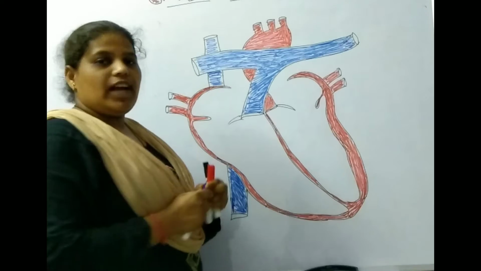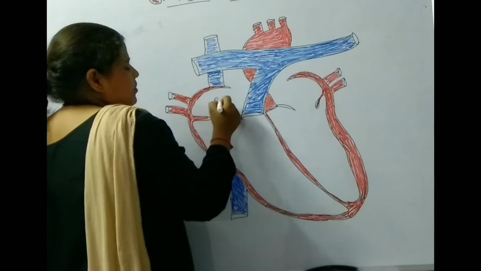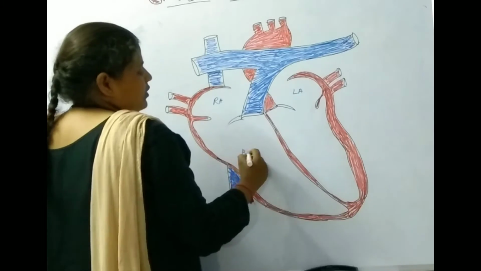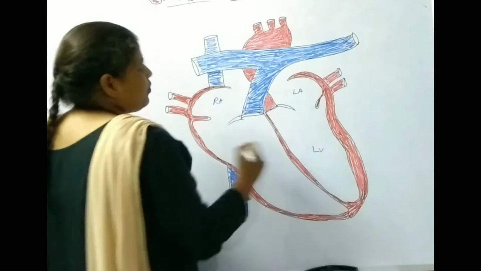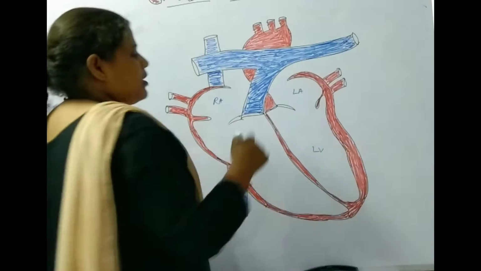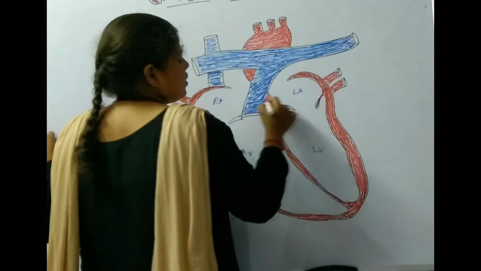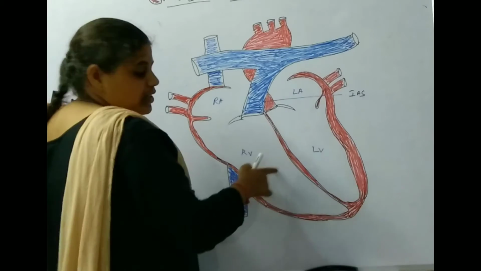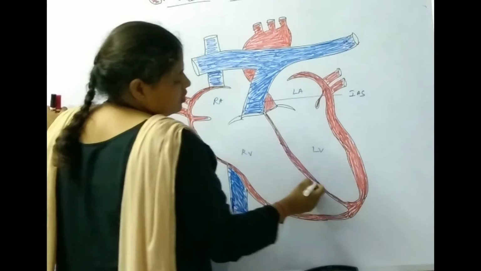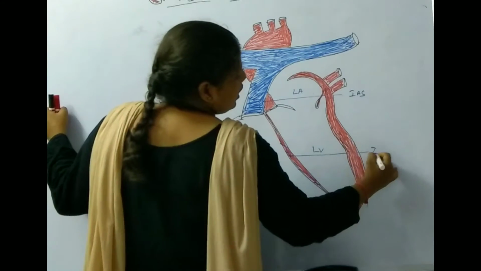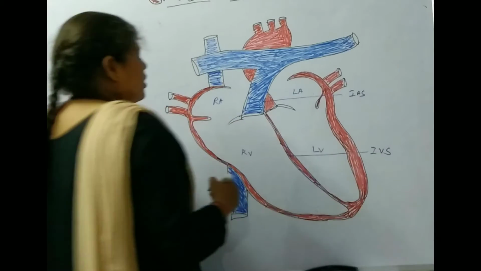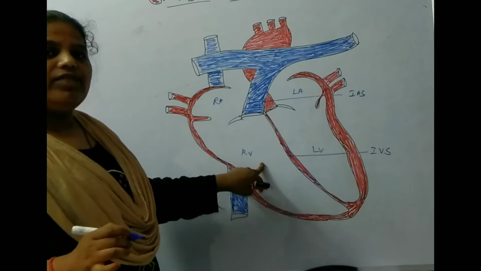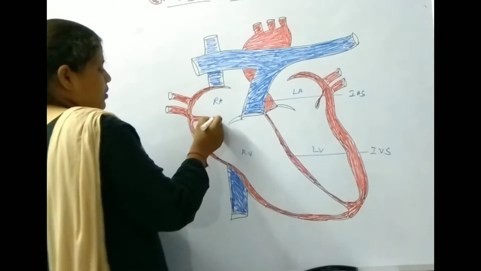In the structure of a heart we have a right atrium, left atrium, right ventricle, and left ventricle. Between the two atria we have a septum known as the interatrial septum, and between the two ventricles we have the interventricular septum. Between the right atrium and the right ventricle we have a valve known as the tricuspid valve.